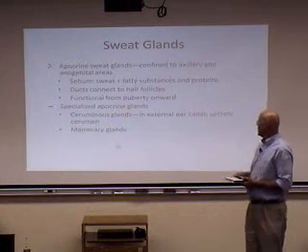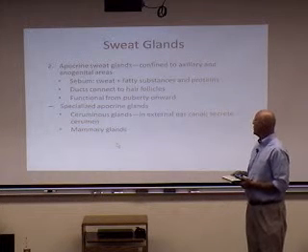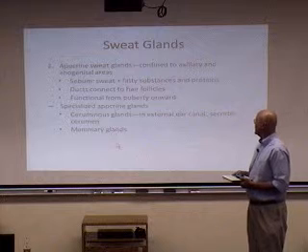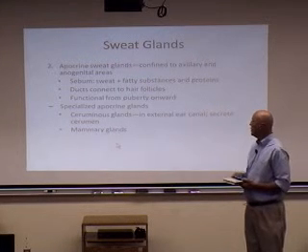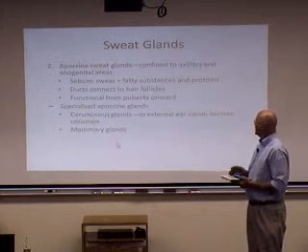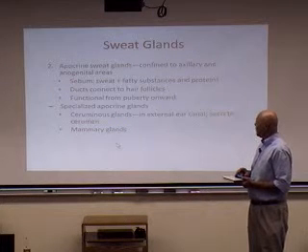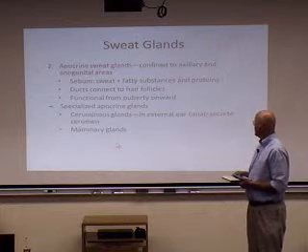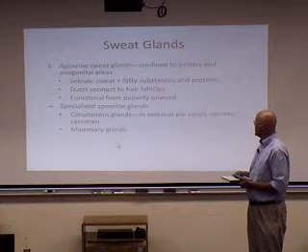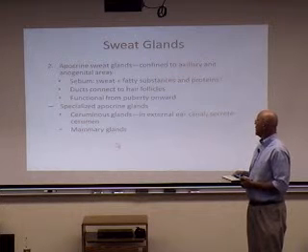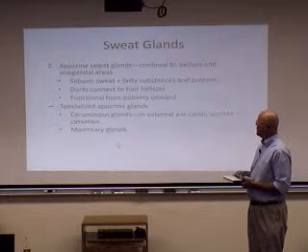Now, another type of sweat gland we have is called an apocrine sweat gland. That's primarily confined to the axillary and the anogenital areas of the body. Oftentimes sebum will be secreted from those particular sweat glands. It's a mixture of sweat and a kind of lipid substance. It also has ducts as well.